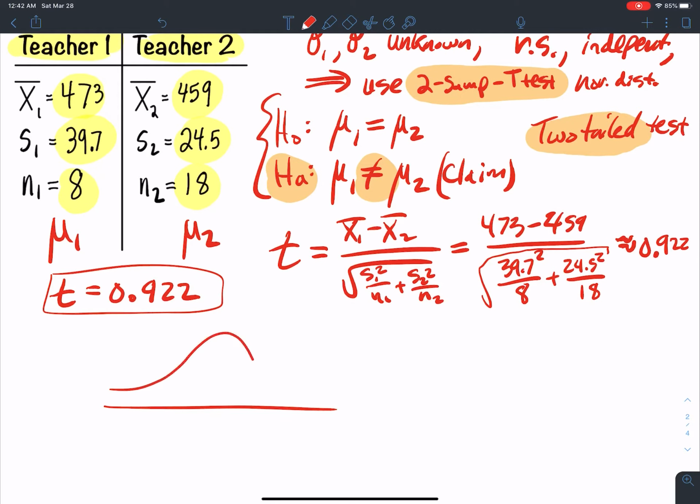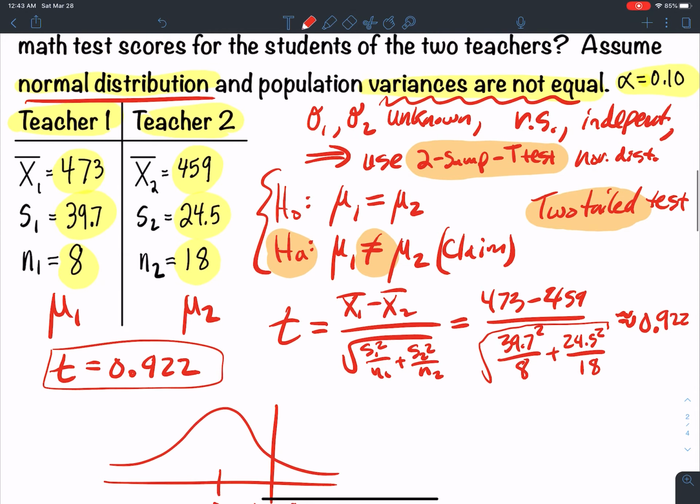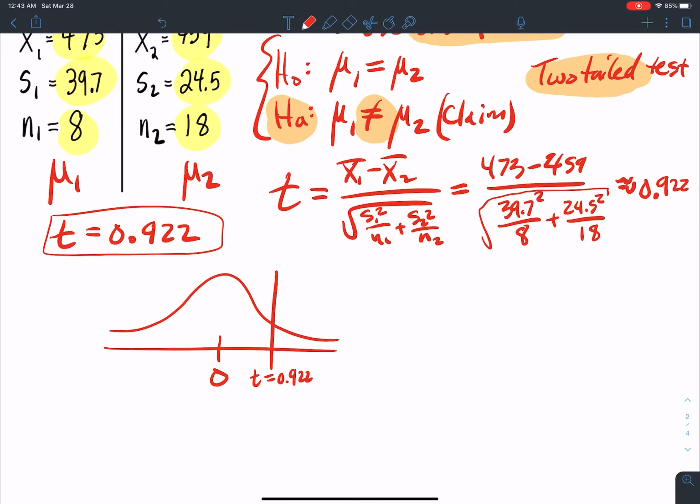All right, critical values. Remember this is a t distribution. We found the test statistic t equals 0.922. Okay, what am I given? I'm given alpha 10%. So to get my critical values, it's plus or minus because it's a two-tailed test. My degrees of freedom is the smallest of n1 and n2 minus 1. N1 is 8, so 8 minus 1 is 7. And then n2, that's 18 minus 2, that's 16.